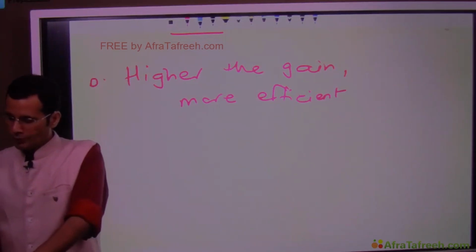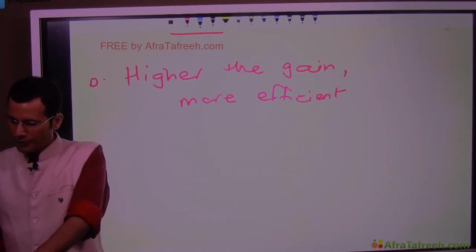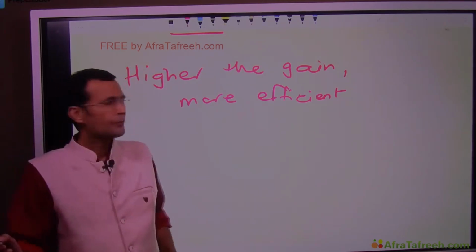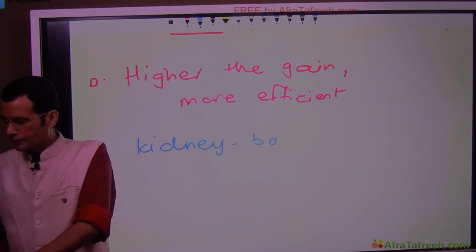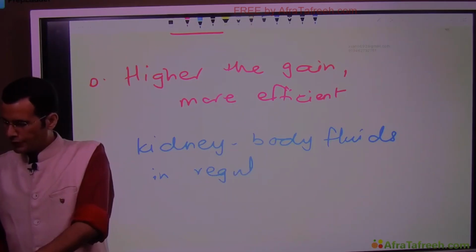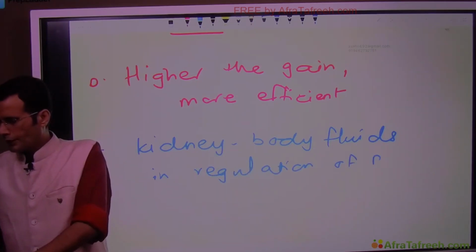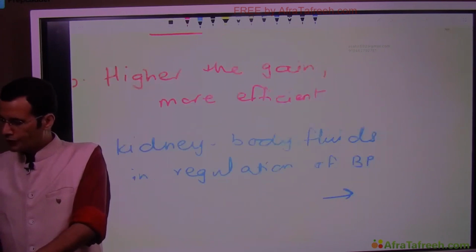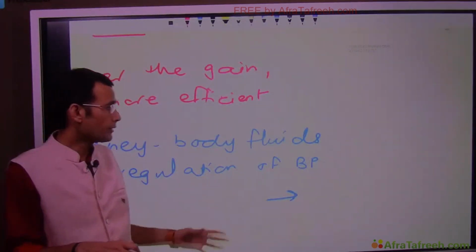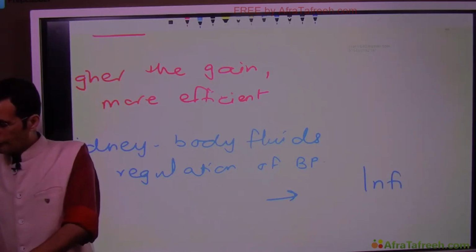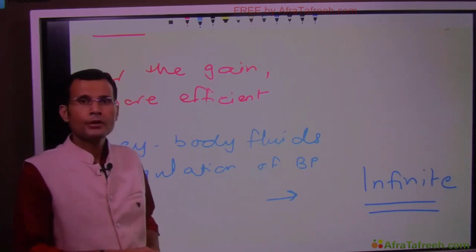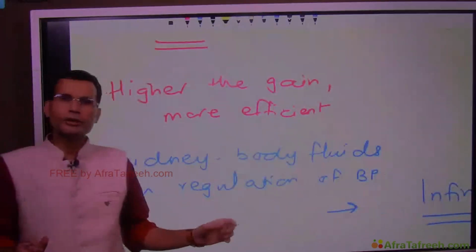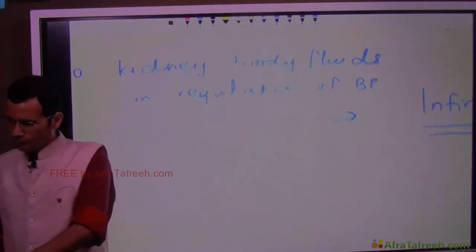And therefore, let me tell you some of the gains of the homeostatic feedback mechanisms. It is said that the kidney body fluids mechanism in regulation of blood pressure is said to be the most efficient negative feedback mechanism or homeostatic mechanism, because it is said to have infinite gain. Infinite gain means zero error, it leaves zero error, denominator will be zero.